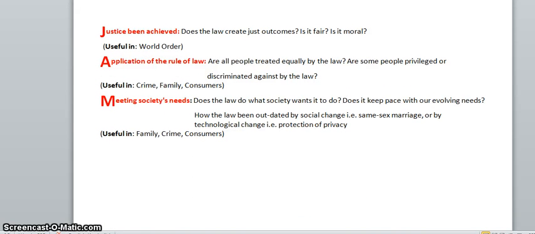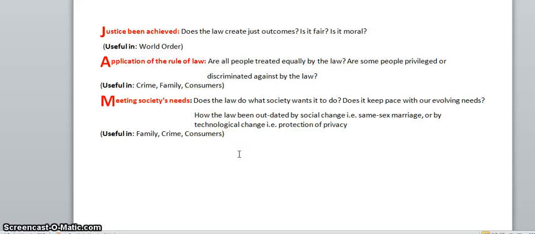The JAM component is quite straightforward. Justice: does it create fair outcomes? Is it moral? Is it something that appeals to your sense of justice? This is common, I think, in crime, but world order is also a topic where it might be useful. Application of the rule of law: are people treated equally by the law? Are some people privileged or discriminated by the law? This is common in crime and family and consumers. Certain people do better in the law than others, so that's a useful thing on those topics.